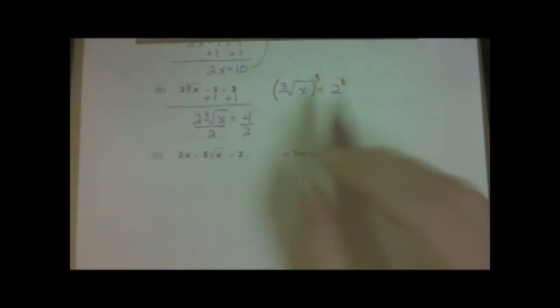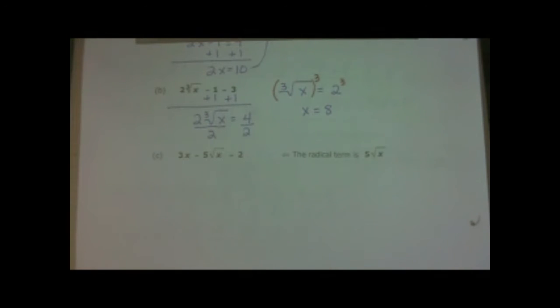And that's going to give us the cube root of x equals 2. And our method to solve this is to cube both sides. When we cube a cube root, it cancels it out, and we have x equals 8. We want to check this solution.